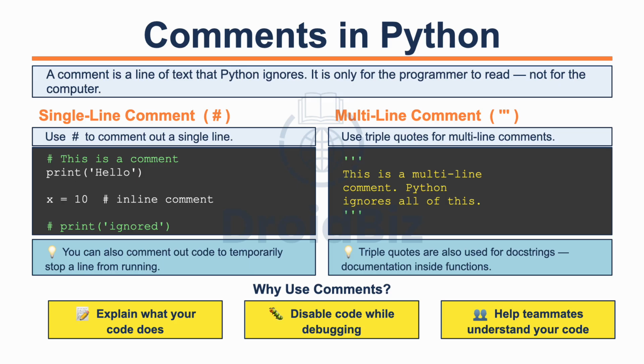Why use comments? First, they explain what your code does. Second, you can use them to disable code while debugging. Third, they help teammates understand your code. A good rule: write comments for anything that is not obvious at first glance.